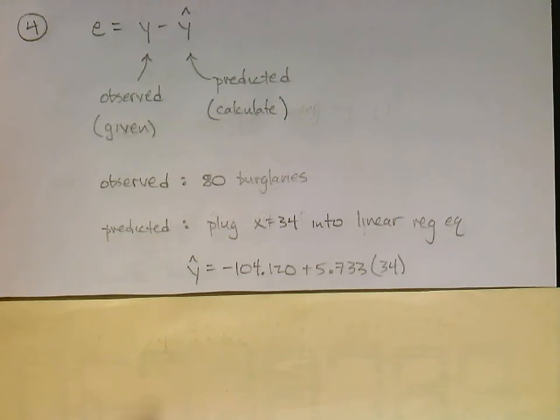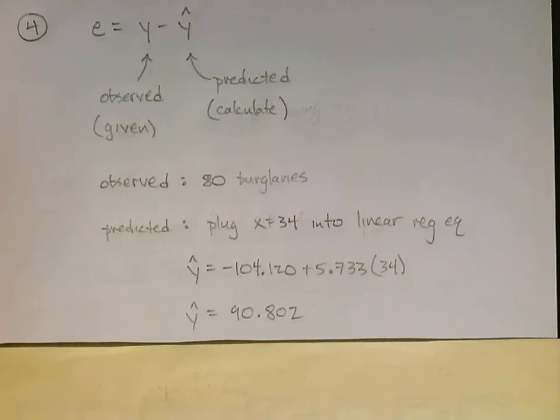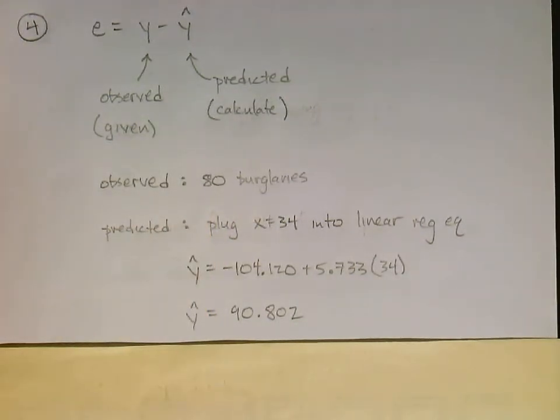Same linear regression equation, since it's the same data. Here y hat equals negative 104.120 plus 5.733 times 34. And if you crunch those numbers, I got 90.802. So that is the predicted value. Turns out the regression equation would be a little bit higher than what actually occurred. Probably a good thing in this situation.